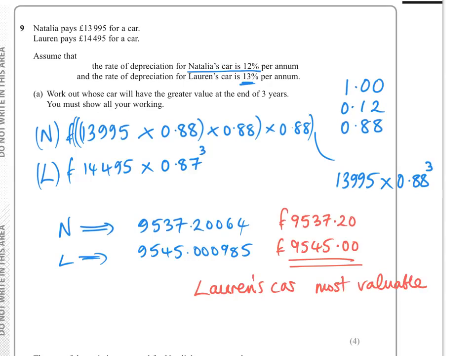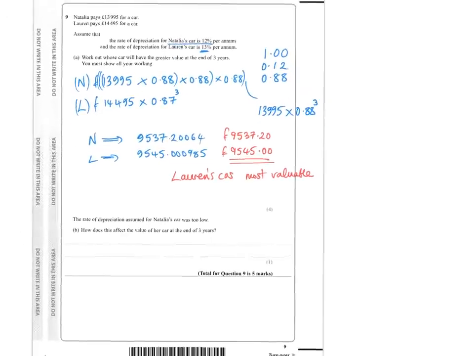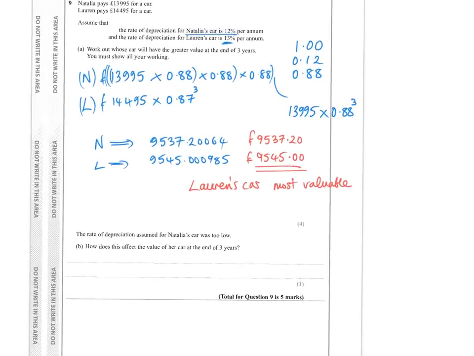Okay, and is there any more to this question? Let's have a look. The rate of depreciation assumed for Natalia's car was too low. How does this affect the value of her car at the end of 3 years? Well, if the rate of depreciation was too low, then the rate of depreciation would have to be more, say 12.2% or 12.5 or 15 or something greater than 12.